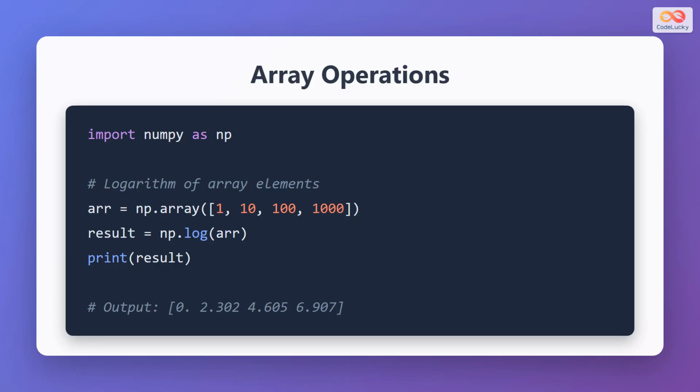One of NumPy's powerful features is element-wise array operations. Here we create an array containing 1, 10, 100, and 1000. When we apply np.log to this array, it calculates the natural logarithm of each element. The output shows 0, 2.302, 4.605, and 6.907 respectively.